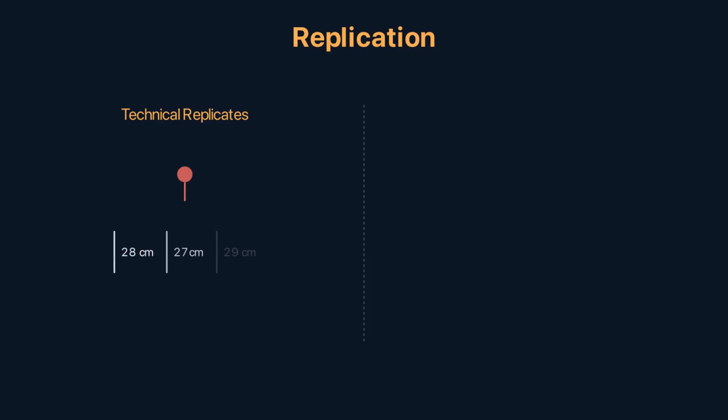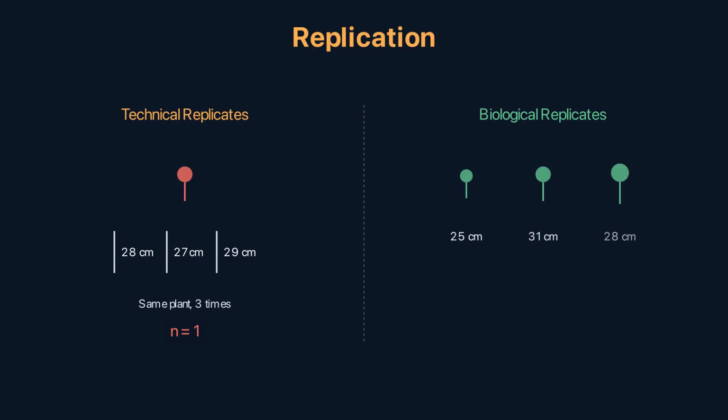You measure one tomato's height 3 times with a ruler. That's 3 technical replicates. They measure instrument precision, not biological variation. You measure 3 different tomatoes. That's 3 biological replicates. They capture the variation that matters. Only biological replicates increase your sample size.